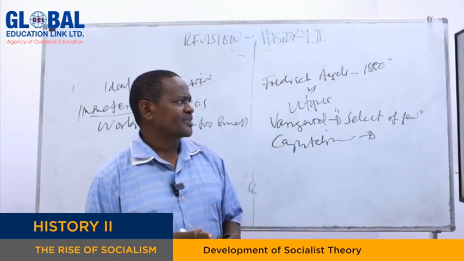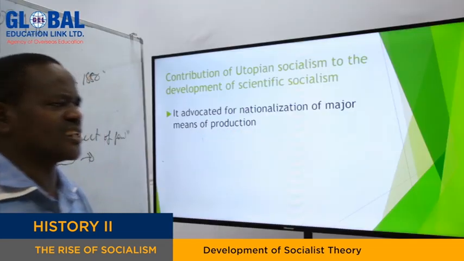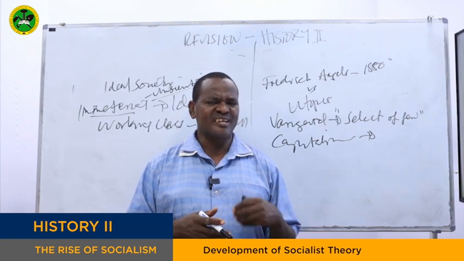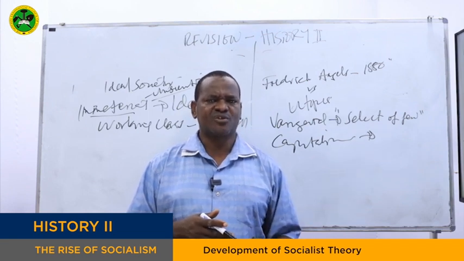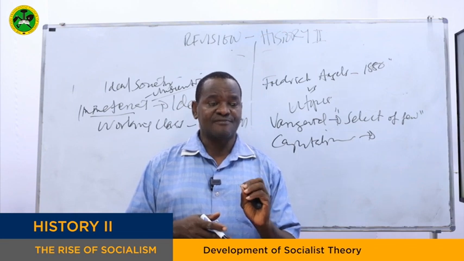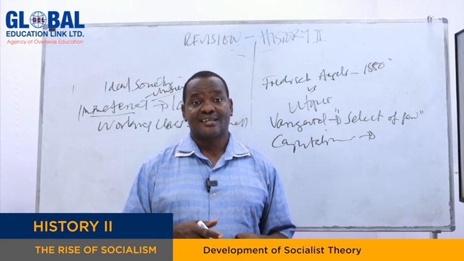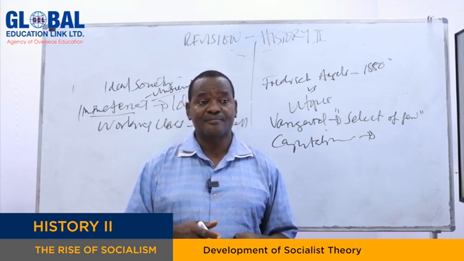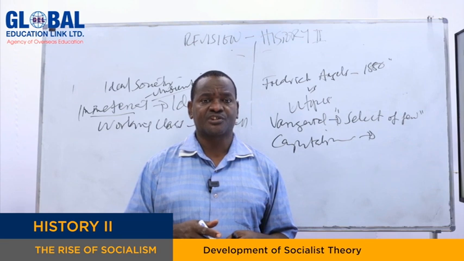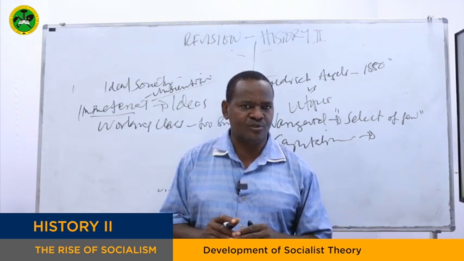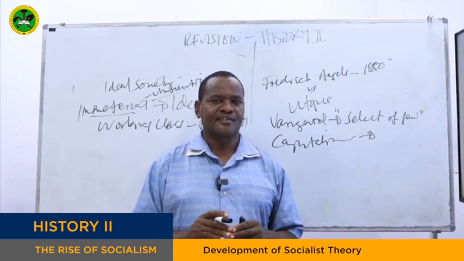Another contribution is that it advocated for nationalization of major means of production. At least they were right in that. They spoke about nationalization of all major means of production, though they believed that nationalization can be conducted through a peaceful transformation, while the scientific socialists believed that transformation can be done through violent revolution, because they believed that the capitalists will never agree to give their wealth on a silver plate. Something would have to be done, and force would have to be used to make them agree to give their properties to the state.